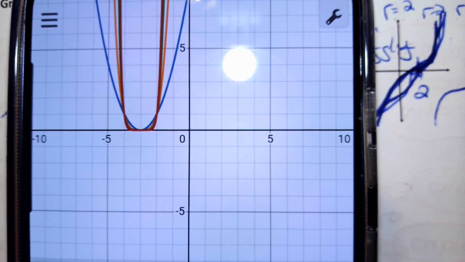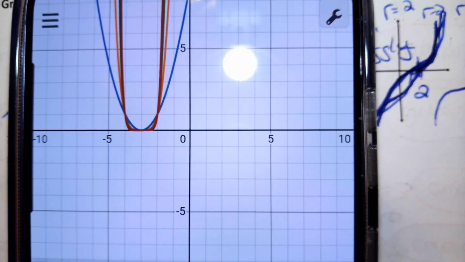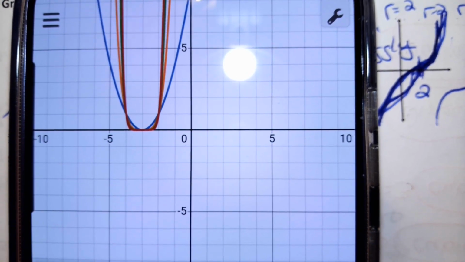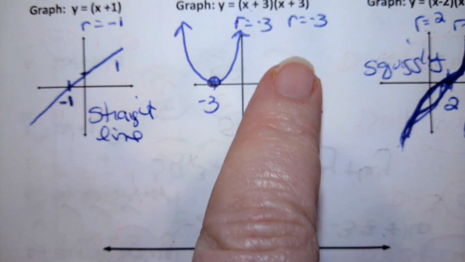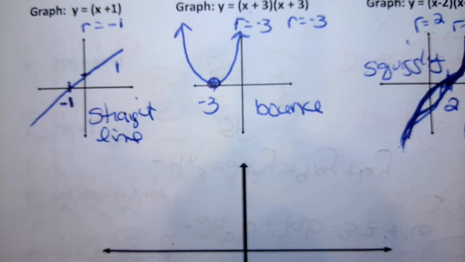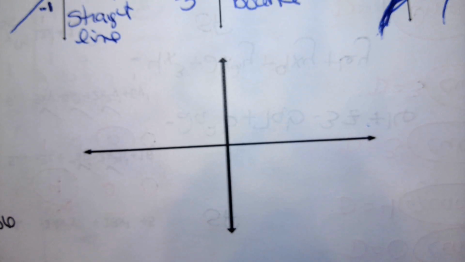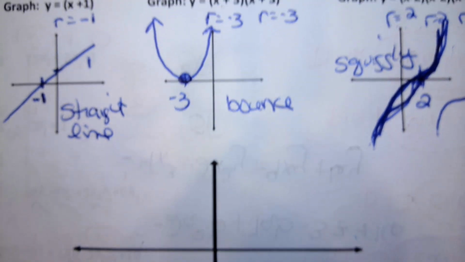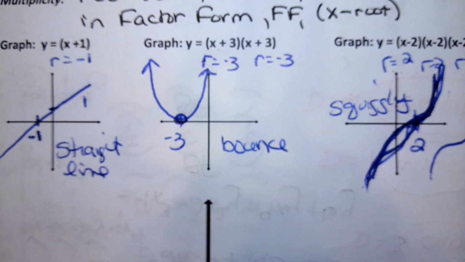So what's the smallest exponent you can have and still have that U shape? And that would be 2. You can have a degree of 2. Okay? So when you have a minimum degree of 2, you get that parabola shape.